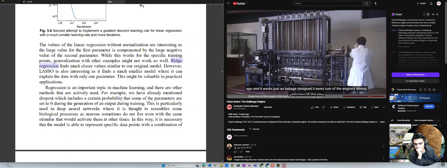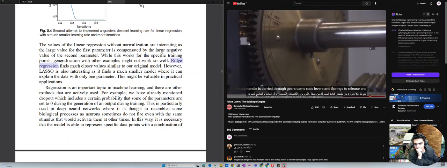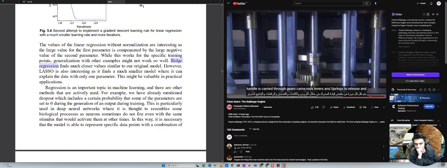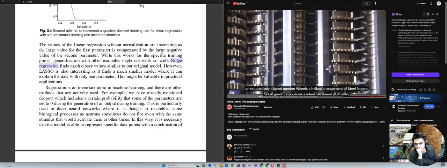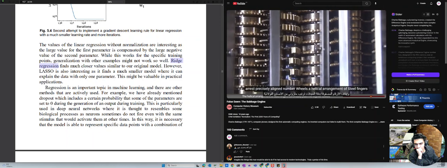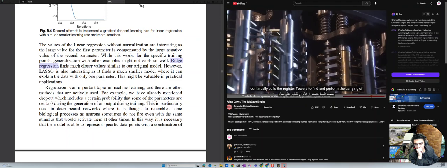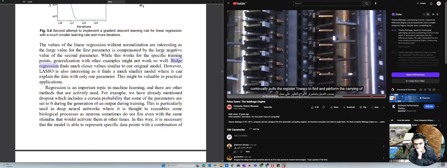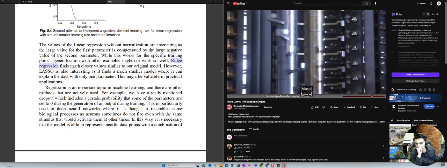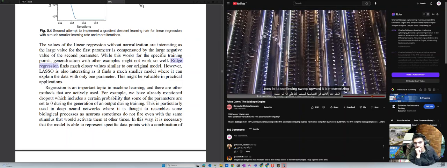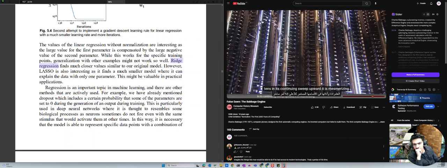Every turn of the engine's driving handle is carried through gears, cams, rods, levers, and springs to release and arrest precisely aligned number wheels. A helical arrangement of steel fingers continually pulls the register towers to find and perform the carrying of tens. In its continuing sweep upward, it is mesmerizing.